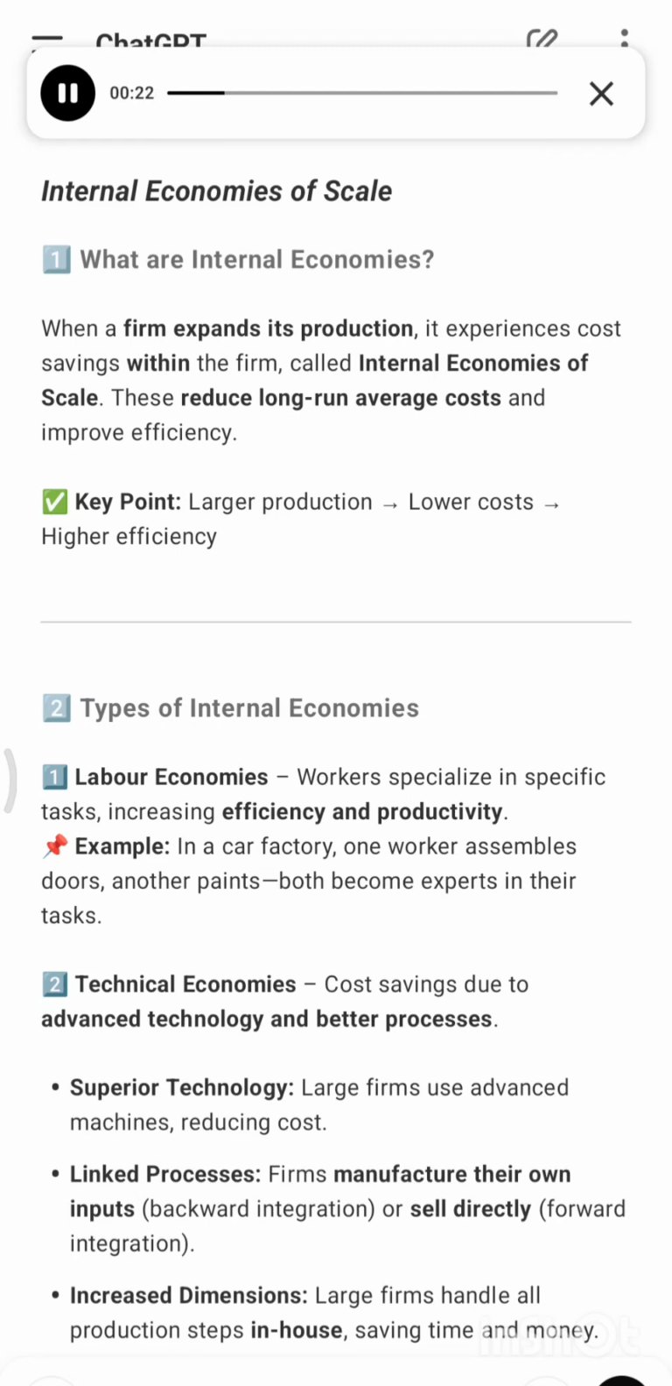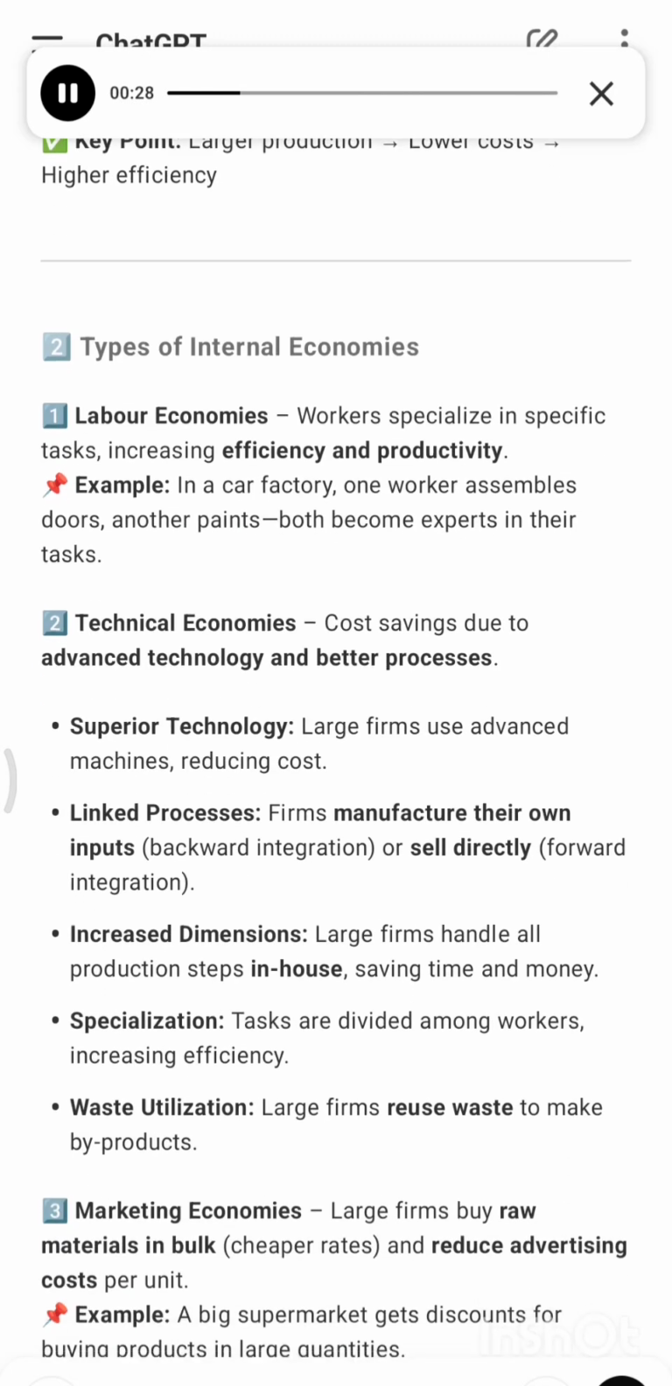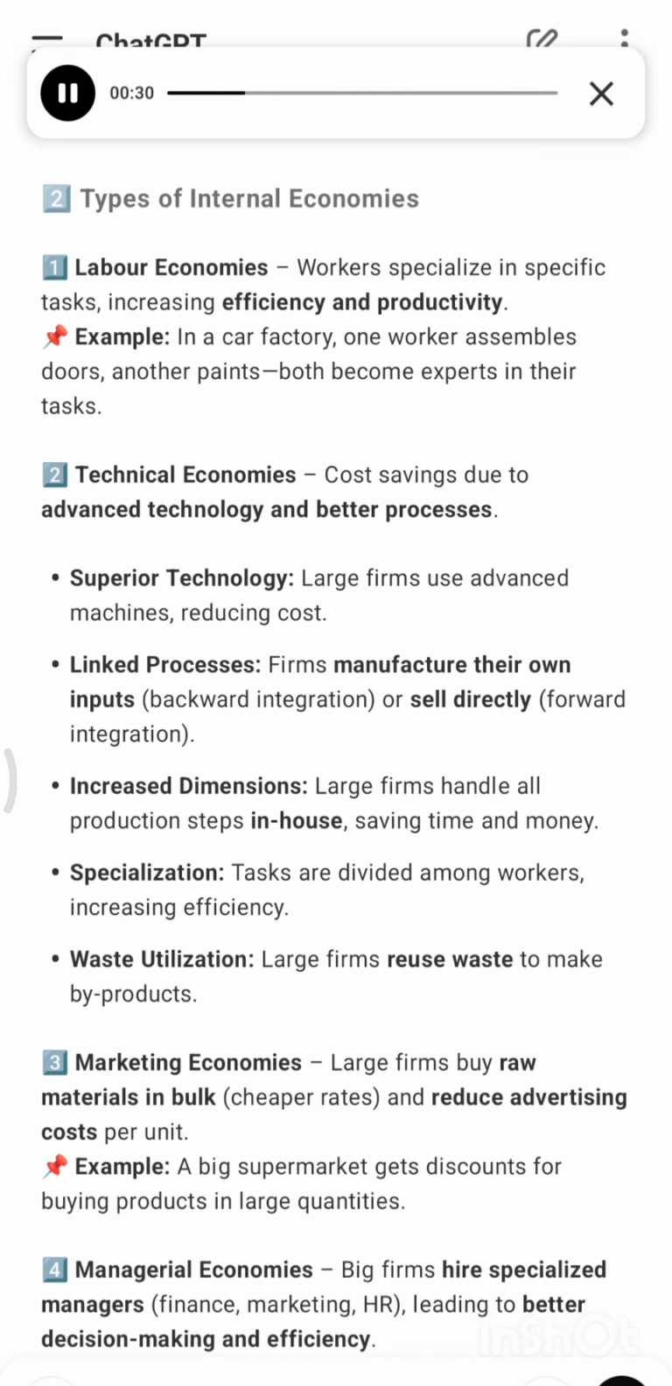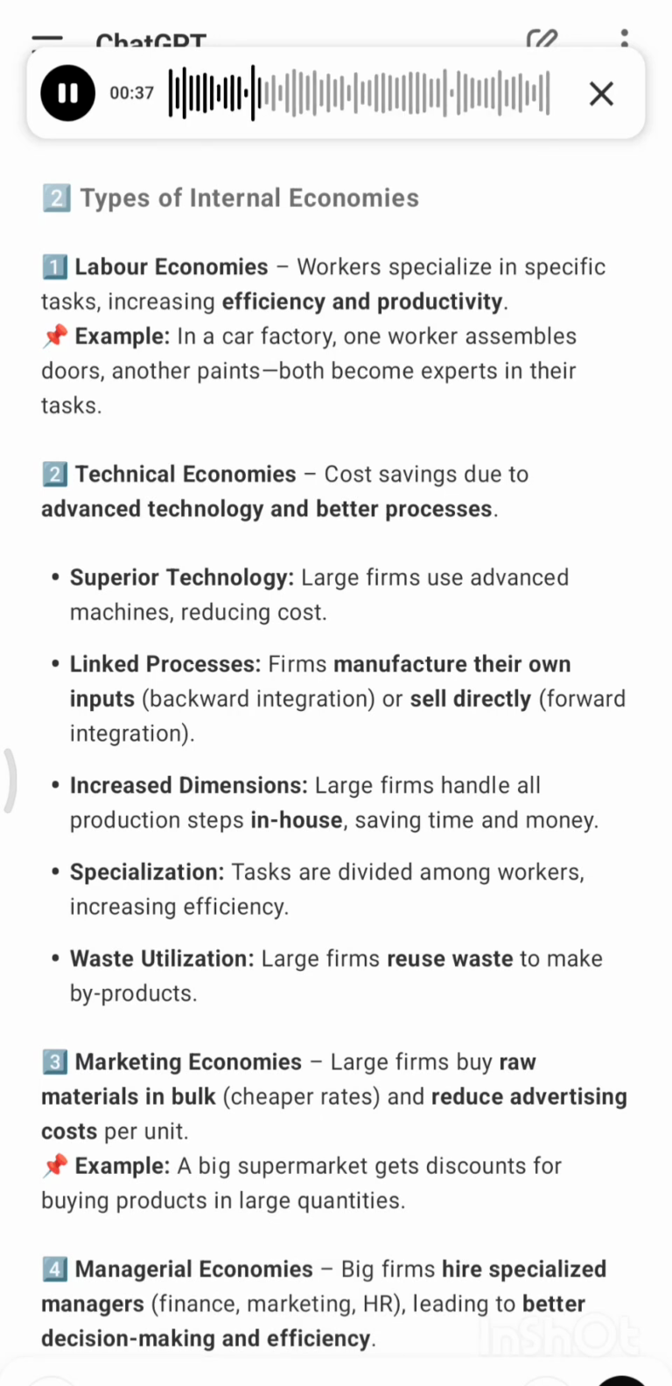Types of internal economies. 1. Labor economies. Workers specialize in specific tasks, increasing efficiency and productivity. Example: in a car factory, one worker assembles doors, another paints. Both become experts in their tasks.